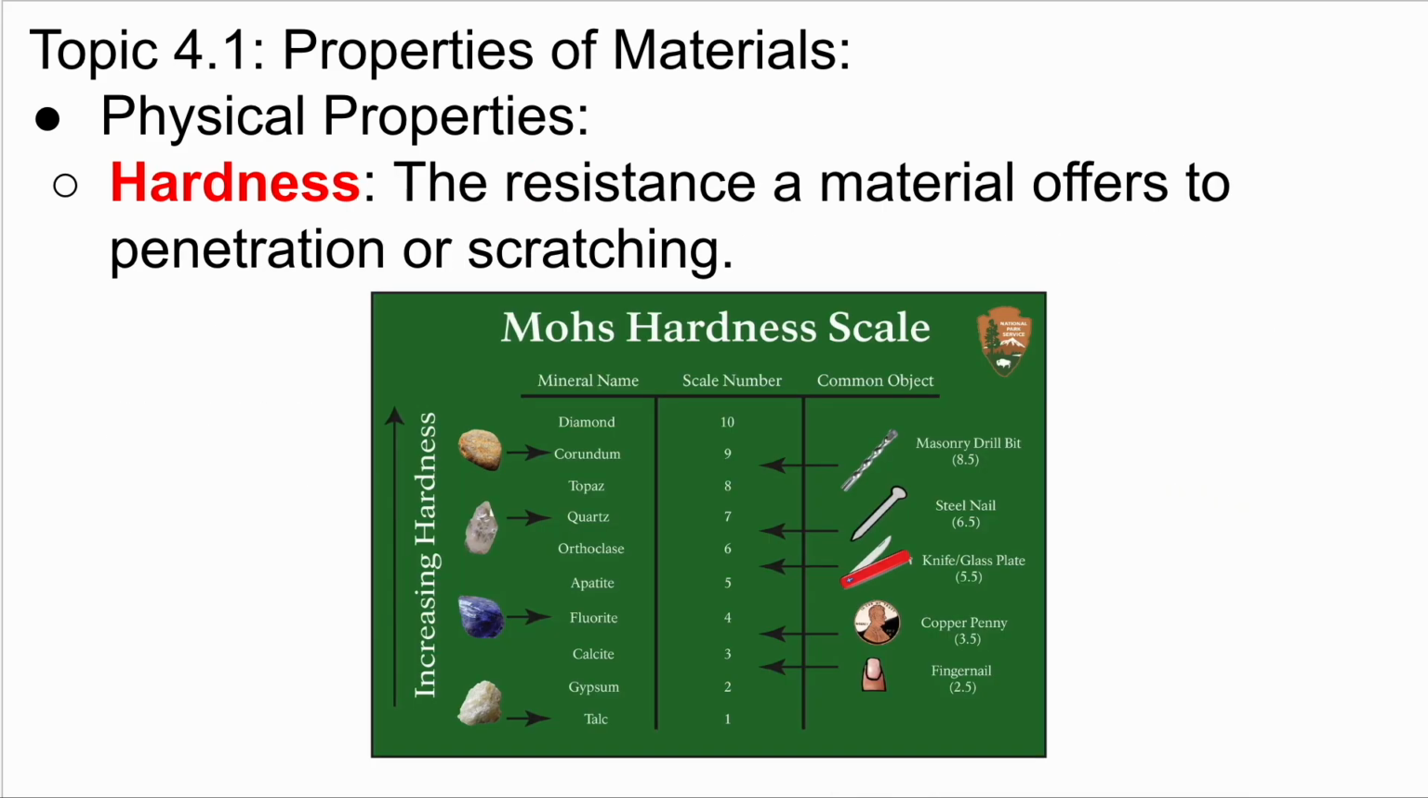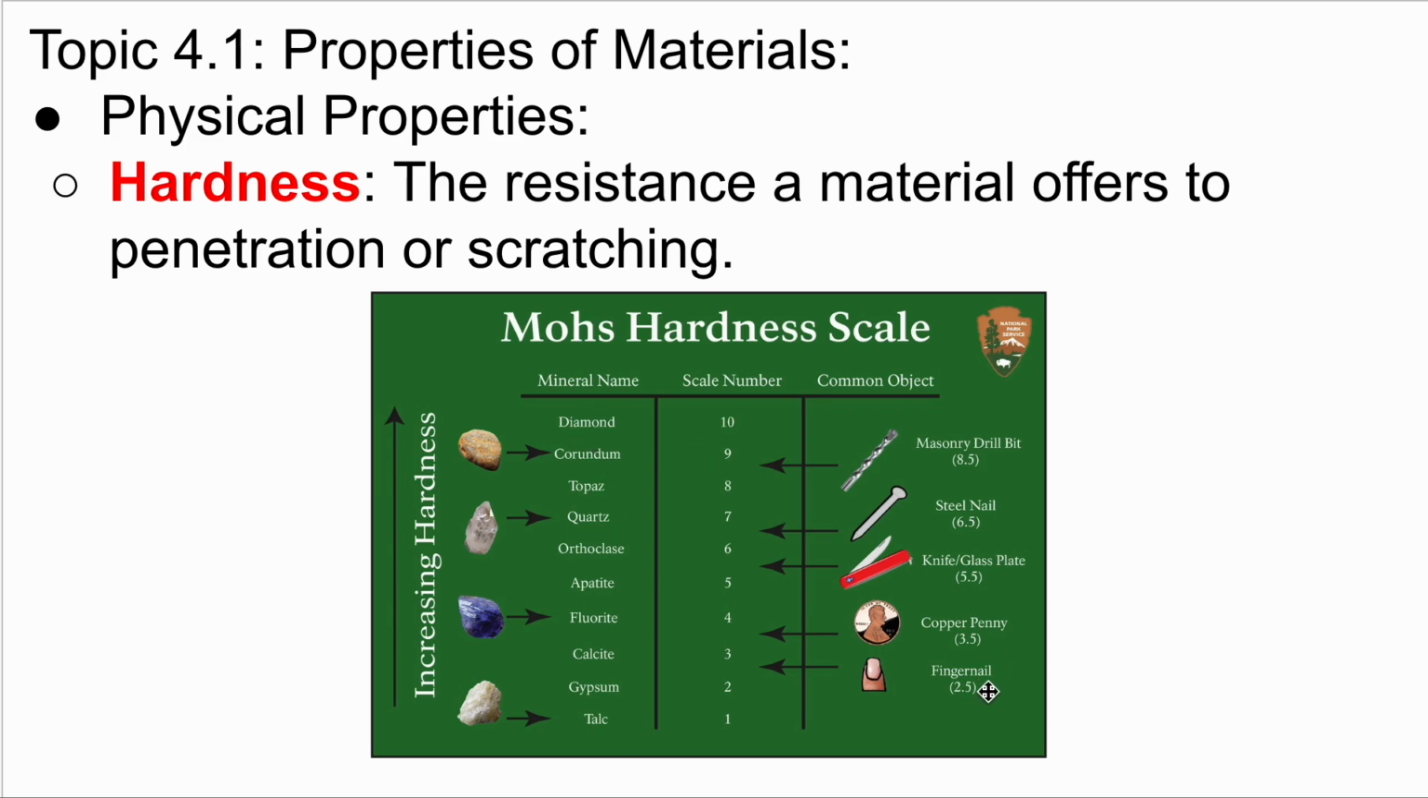Hardness is another physical property we need to consider. This is the resistance a material offers to penetration or scratching. So how easy is it to scratch? And of course, something like a diamond is the most resistant to scratching. And these are just Mohs hardness scales for different minerals. So talc is the easiest to scratch. Diamond is the hardest to scratch.